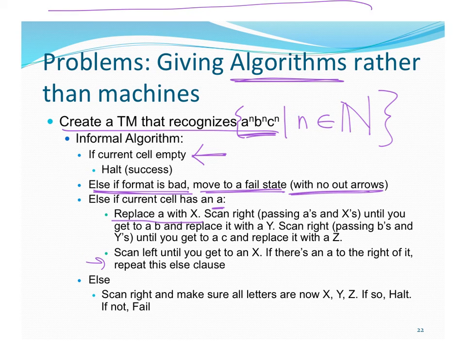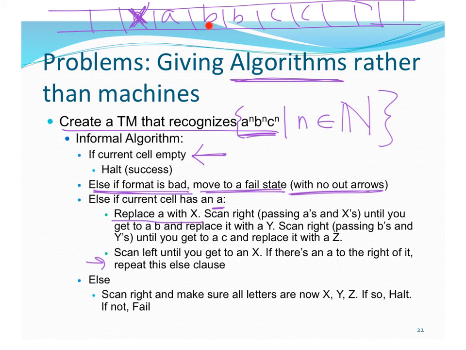And so essentially, the idea behind this algorithm is if I have the string AA, BB, CC, then first I check, is this string in the right format, right? So do I have some A's and then some B's and then some C's? And if I do, then I'm going to say, all right, let me go here and replace this A with an X, and then zoom down until I see a B, and replace the B with a Y, and then zoom down until I see a C, and replace the C with a Z. So kind of matched up those A's, B's, and C's. And then zoom back left till I get to an A again.